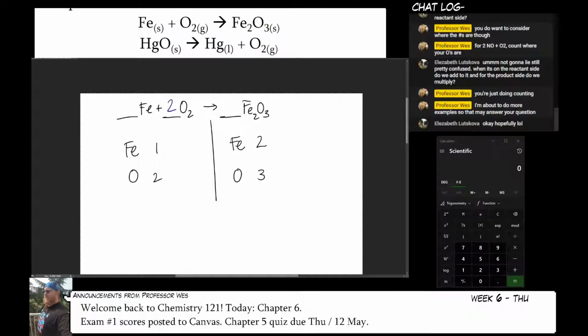So what I need to do is, if I do this, I will get an even number, because 2 times 2 is 4, and then 2 times 3 is 6. And now I can put a number here that will give me the correct number, right? So 3 times 2 is 6, so I have 6 oxygen on both sides. And then I just have to put the right number here so that I have the correct number of iron on both sides too. So for the first equation, you should have 4, 3, and 2.